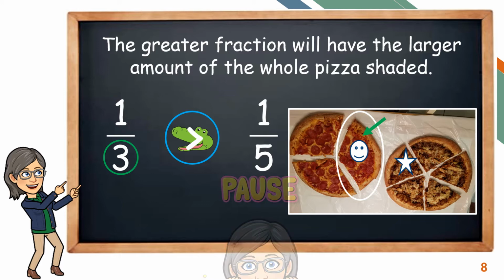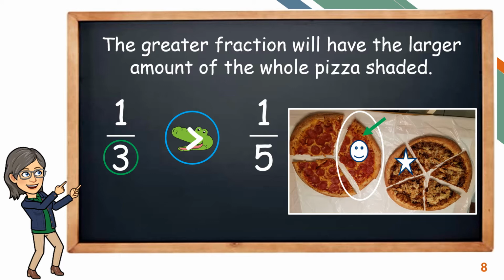So the greater fraction is actually the one with the smaller denominator. Notice that the smaller denominator gave you a larger slice because the whole pie for 1/3 was divided into fewer slices than the whole pie for 1/5.